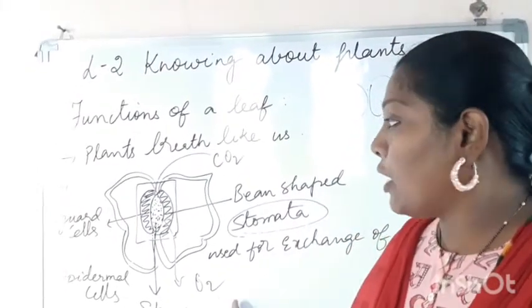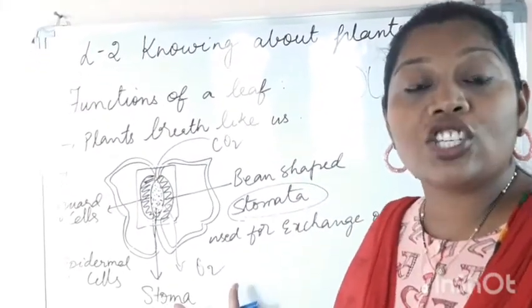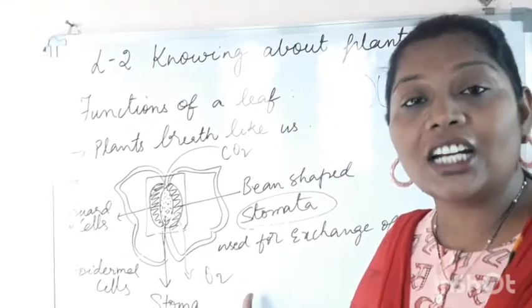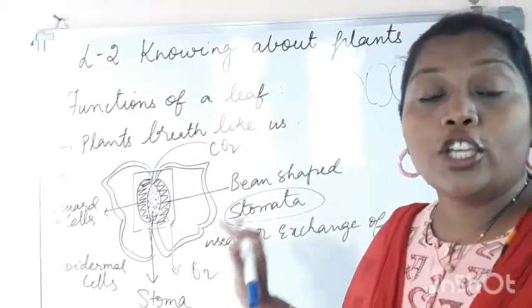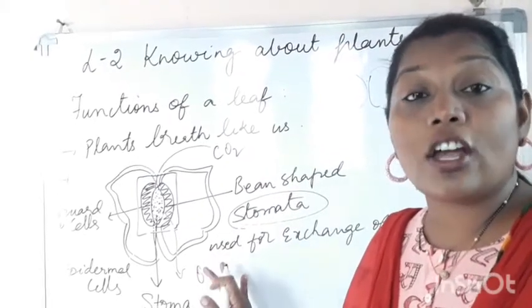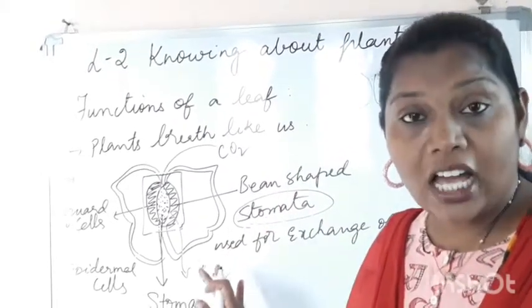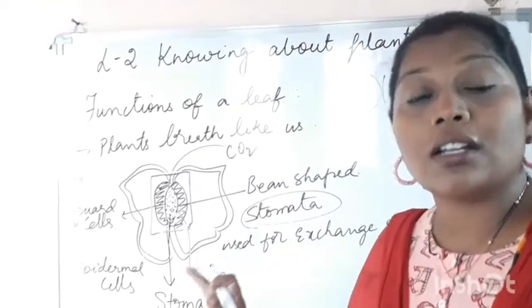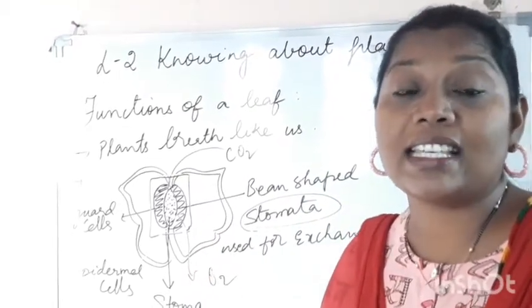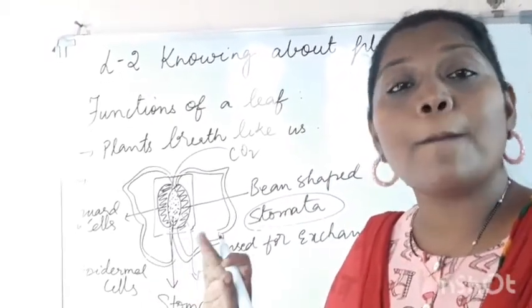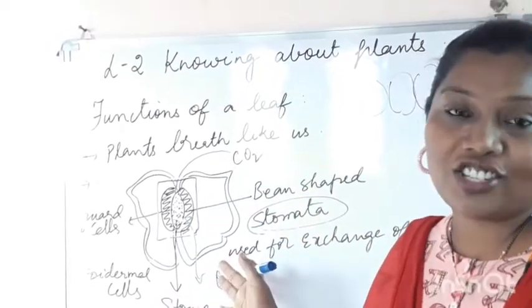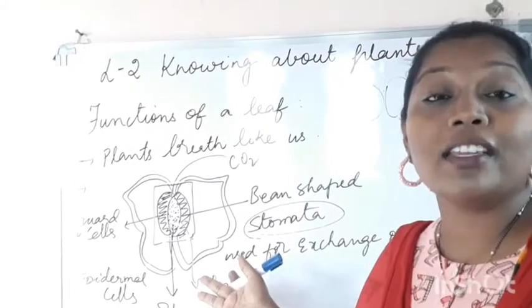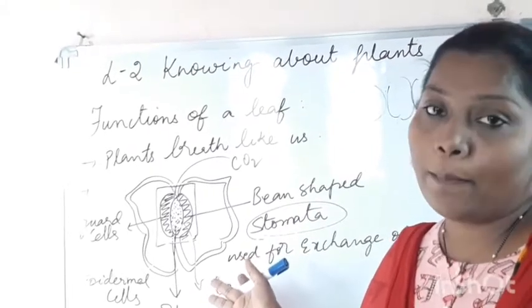So if you have time, please draw this picture in your notebook clearly and write down the names, so that you can clearly understand the structure of stomata, which is useful for the exchange of gases in the plant. Okay. So this is just like a nose-like structure which is used for breathing in the plant.